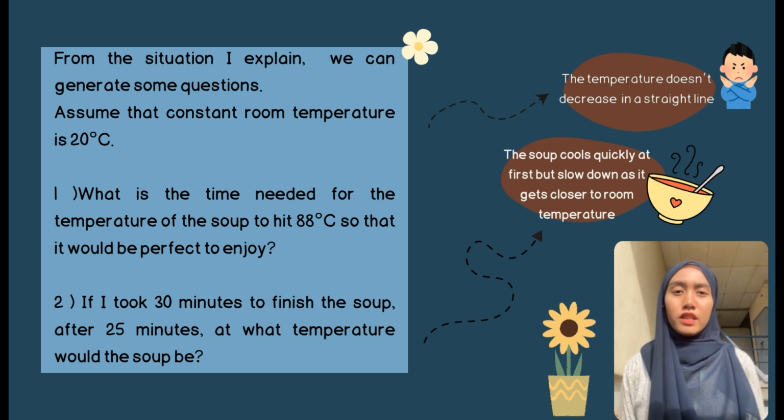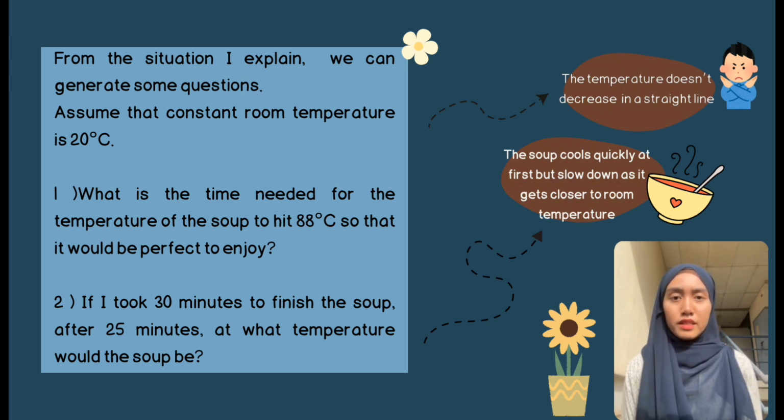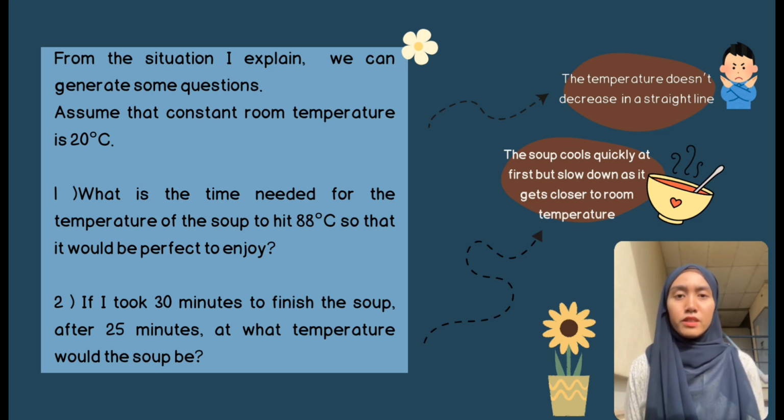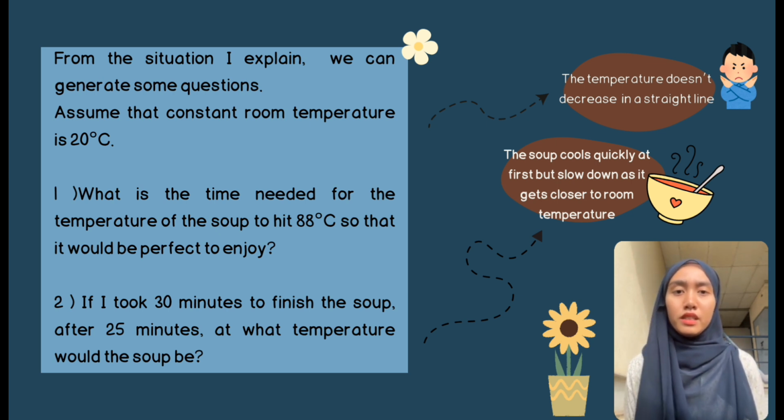So in this problem, I identify the temperature doesn't decrease in a straight line. Instead, it follows an exponential decay pattern, which means that the soup cools quickly at first but slows down as it gets closer to room temperature. This is specific to the soup and the environment. It depends on factors like the size of the bowl, the type of container, and how exposed the soup is to air. As the soup cools over time, the difference between the soup's temperature and the room temperature decreases, leading to a slower rate of cooling.